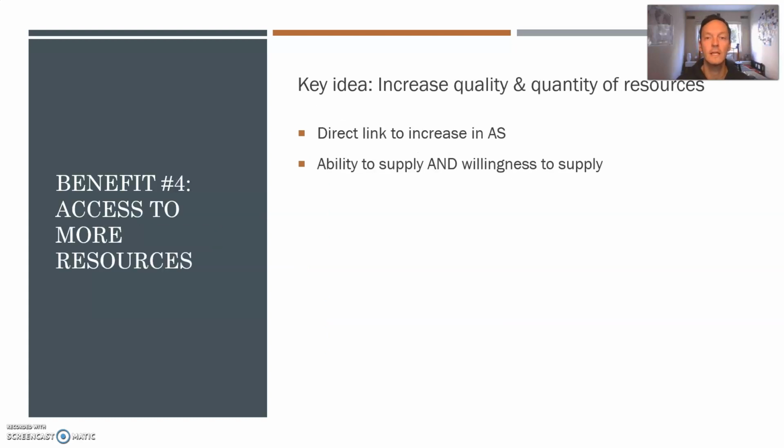And then the final one here is access to more resources. This one's a pretty straightforward one, and it links into something we've already learnt. This is essentially businesses and governments can access more land, labour and capital resources than they ordinarily could if we had closed borders. This directly links through to quality and quantity of resources, which is a factor that shifts the aggregate supply curve, and it's going to change the ability and willingness to supply.